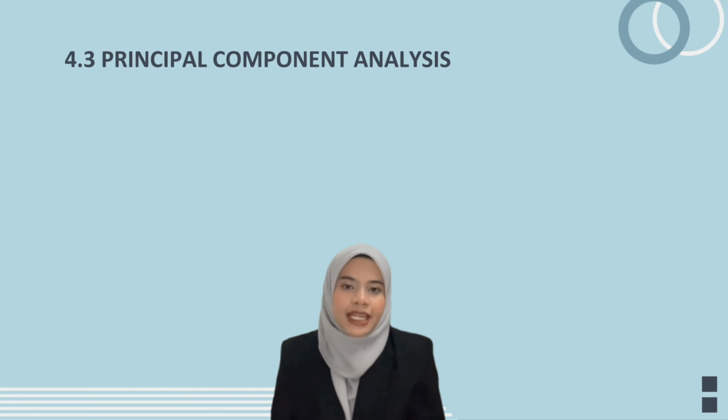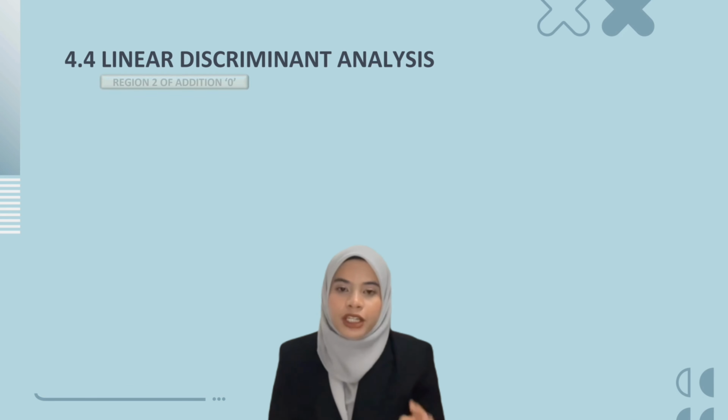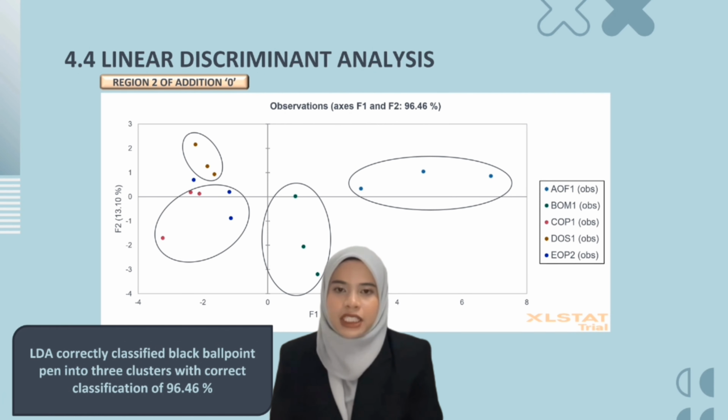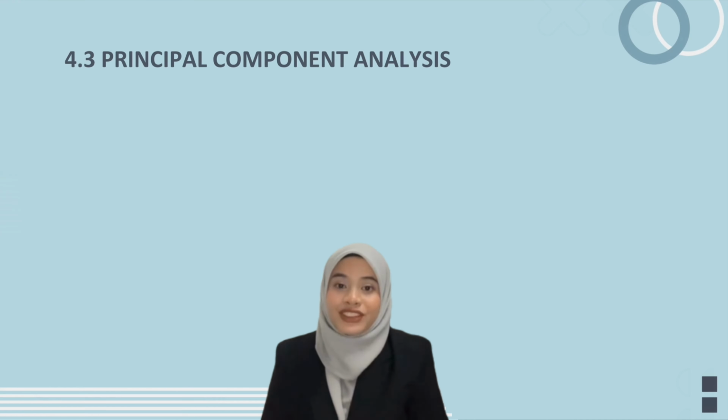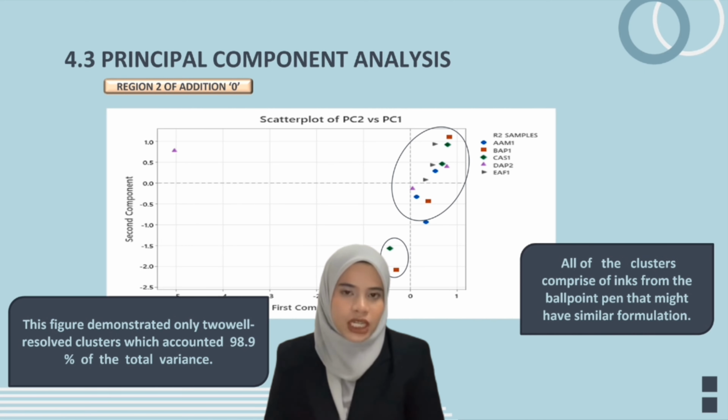For region 2 edition of 0, the PCA scatter plot for the origin ink recorded a total variance of 96.3%. However, all the origin inks were not discriminated against one another. For the LDA, the graph demonstrated only 4 clusters with a correct classification of 96.46%, and 3 ink samples were well discriminated. For the altered ink on region 2, the PCA model scatter plot showed 2 clusters, accounting for 98.9% of the total variance. The inks were not well discriminated against one another.